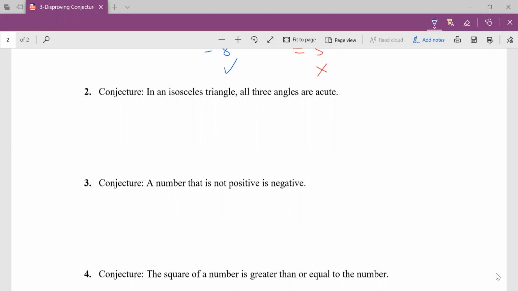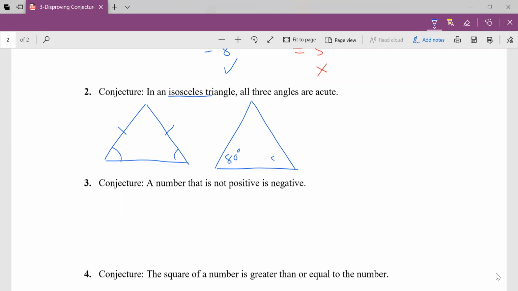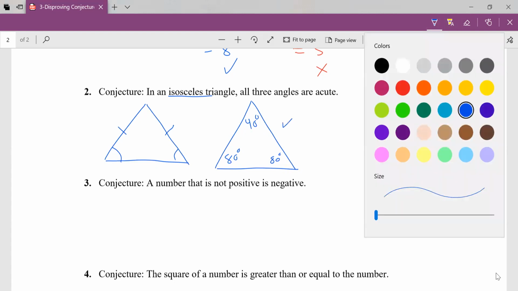In an isosceles triangle, remember, isosceles means that two of our sides are the same, they're congruent, which means the two opposite angles are congruent. An example where all three angles are acute, which means less than 90, I could simply make this, let's go 80, 80, that's 160, so the angle at the top would be 20. There we go. There's an example that shows this conjecture is correct.